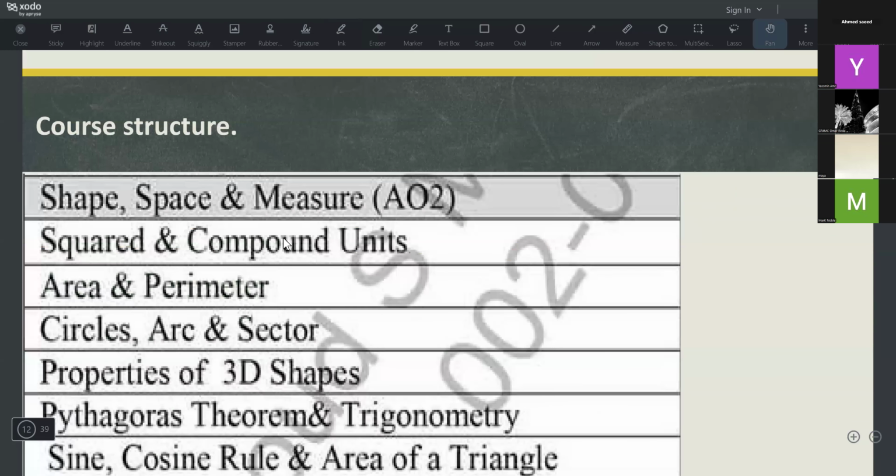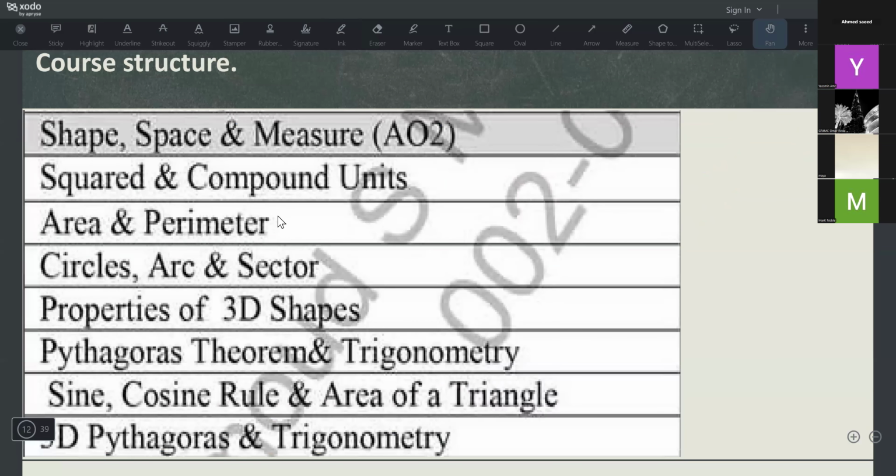Geometry and mensuration, unit number 3, we have shape, space, and measure. This is the name of the unit. Square combined units, area and perimeter, circles, arc, and sector, properties of 3D shapes, Pythagoras theorem, trigonometry, sine, cosine rule, area of triangle, and 3D Pythagoras trigonometry.